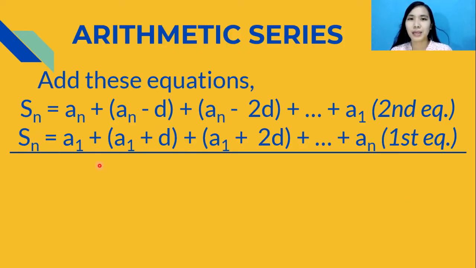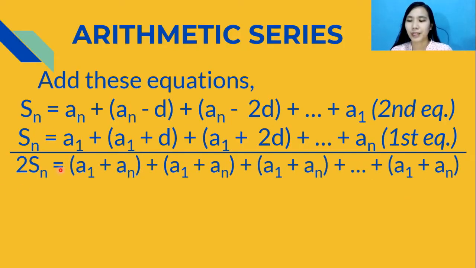S sub n plus S sub n is equal to 2S sub n. A sub n plus a sub 1 is a sub 1 plus a sub n. A sub n minus d plus a sub 1 plus d, our d will be cancelled, so the remaining will be a sub 1 plus a sub n. A sub n minus 2d plus a sub 1 plus 2d, our 2d will be cancelled, so the remaining again would be a sub 1 plus a sub n. And then we have a sub 1 plus a sub n, so we'll still have for the last terms a sub 1 plus a sub n. So this is our new equation.